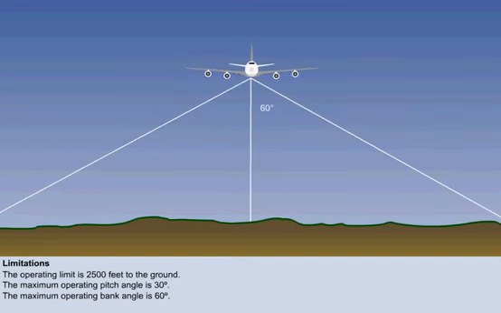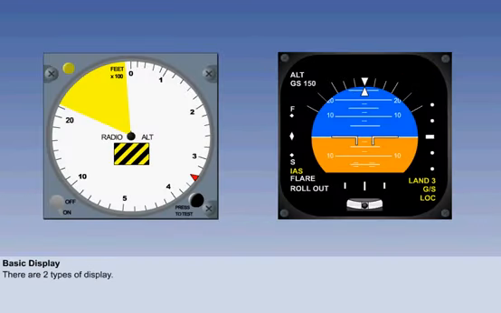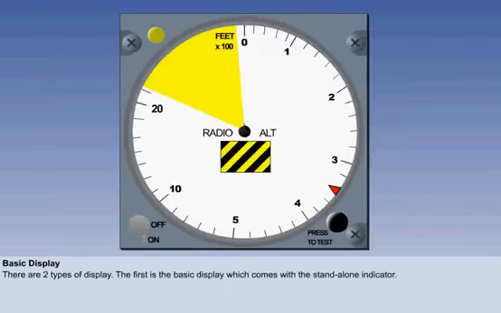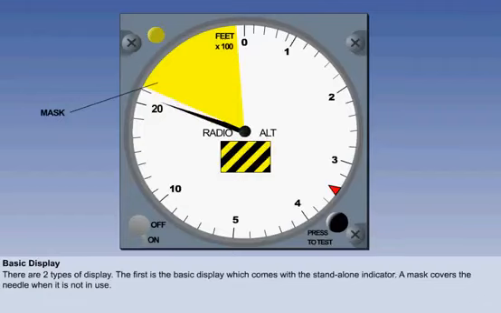There are two basic types of display, one for where the installation is for a standalone radio altimeter, and the other where it is integrated into the Boeing or Airbus Electronic Flight Instrumentation System, or EFIS. We will start by looking at the basic display which comes with the standalone indicator. In the top left there is a mask which covers the needle when it is not in use. The top end of the display is the upper operating limit of 2,500 feet. As the aircraft descends below that height, the needle emerges.